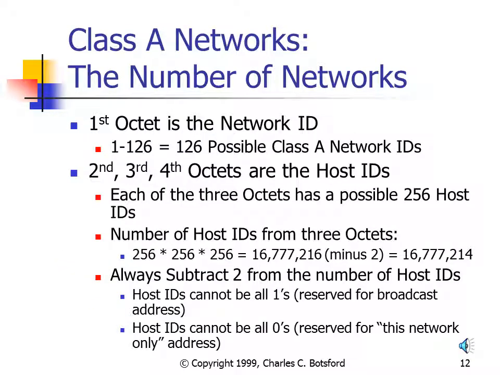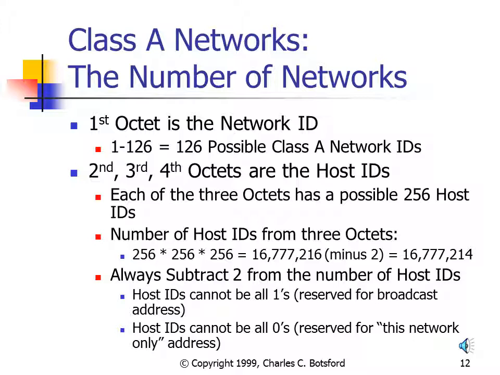Calculating the number of possible Class A networks, or possible Class A network IDs, is easy, because the first one we could use is 1.0.0.0, and we could use all of them all the way up to 126.0.0.0. Now remember, 127.0.0.0 is technically a Class A address, but it is reserved for loopback or diagnostic purposes.